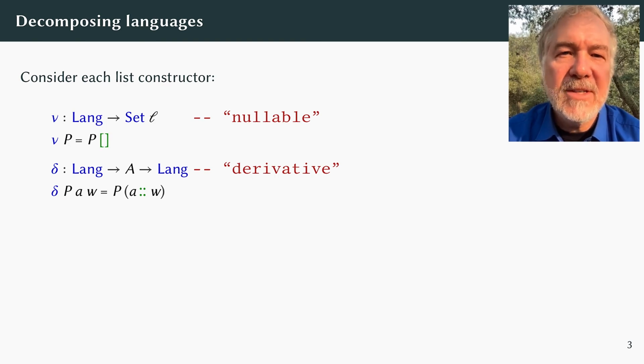Nullability of a language is the proposition that the language contains the empty string. The derivative of a language P with respect to a leading character A is another language, consisting of the tails of those strings in P beginning with A. The proofs that W is in the derivative of P with respect to A are exactly the proofs that A cons W is in P.